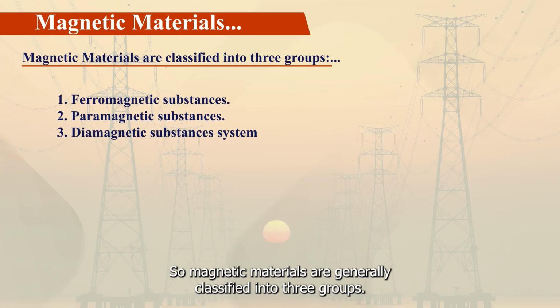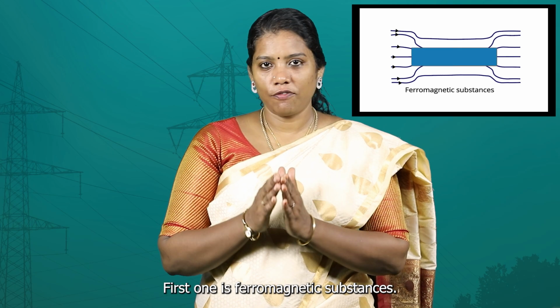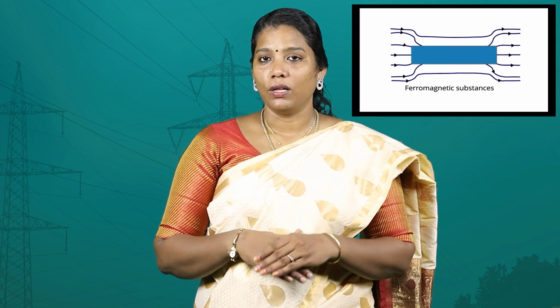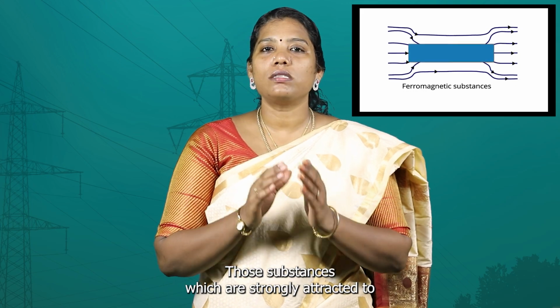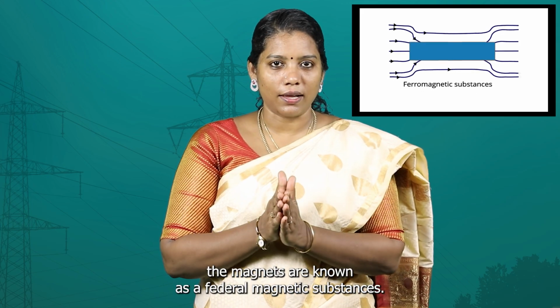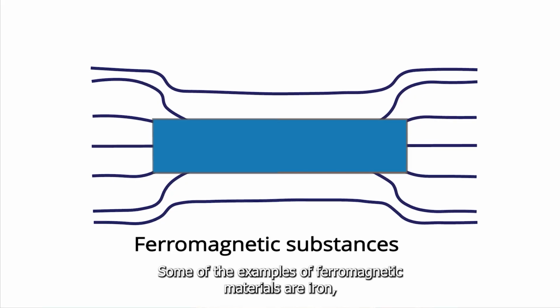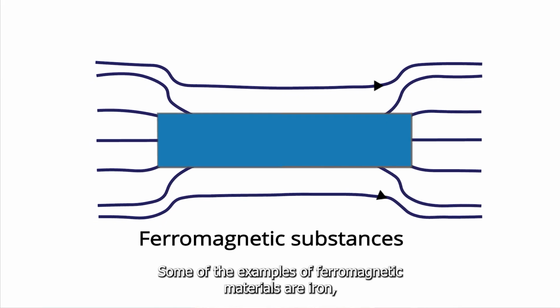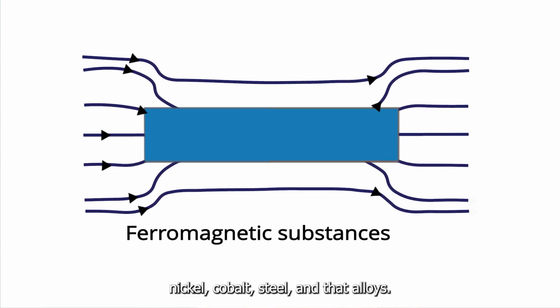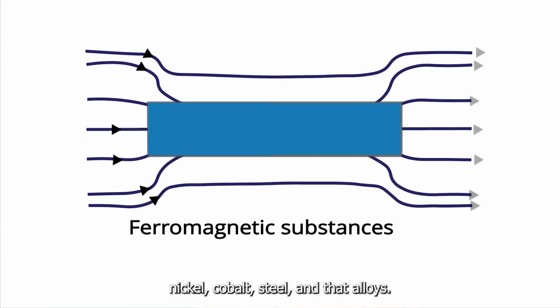So, magnetic materials are generally classified into three groups. First one is ferromagnetic substances. Those substances which are strongly attracted to magnets are known as ferromagnetic substances. Some examples of ferromagnetic materials are iron, nickel, cobalt, steel and their alloys.